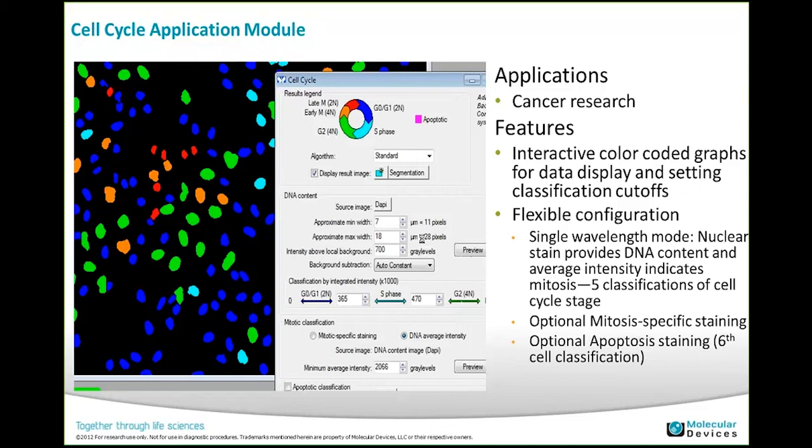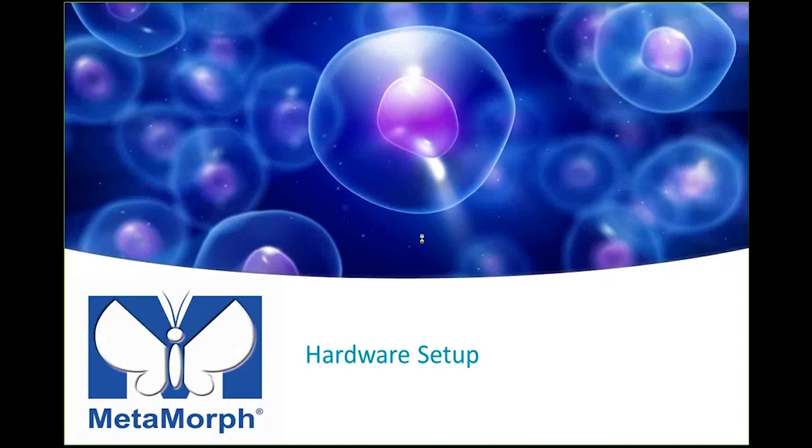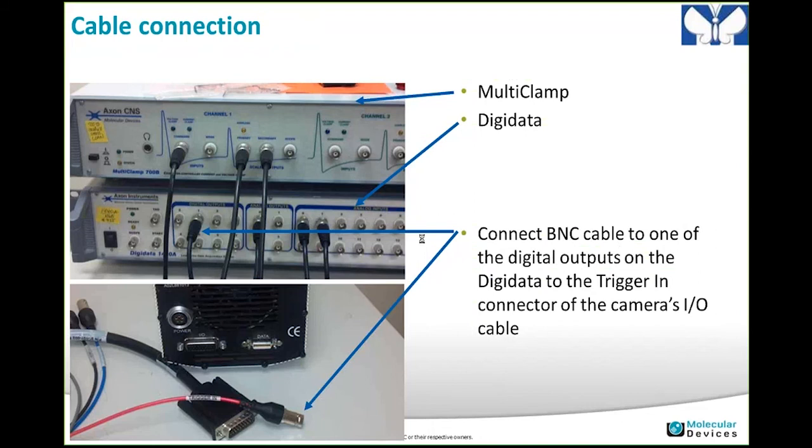acquisition and analysis. So getting back to our specific application, synchronizing the pCLAMP data recording with the MetaMorph image acquisition. For the hardware setup, you'll start with the MultiClamp and the Digidata configured, and you will need to connect a BNC cable from one of the digital outputs of the Digidata to the trigger in connector of the camera. The camera has to be able to support a trigger input signal in order for this process to work, so you would have to check with your camera manufacturer to make sure you have that capability.